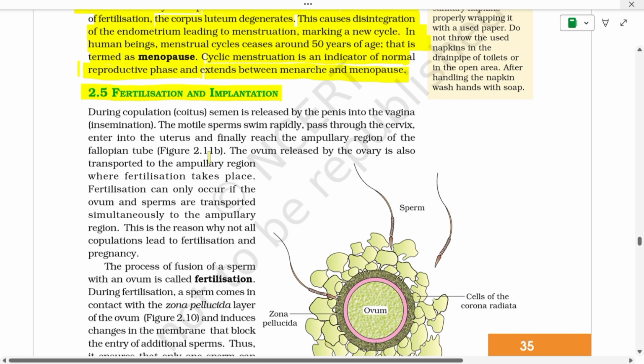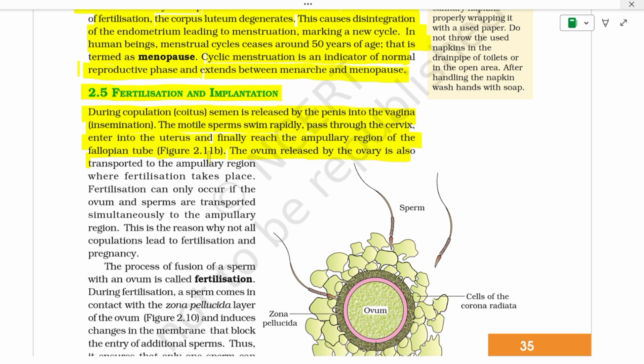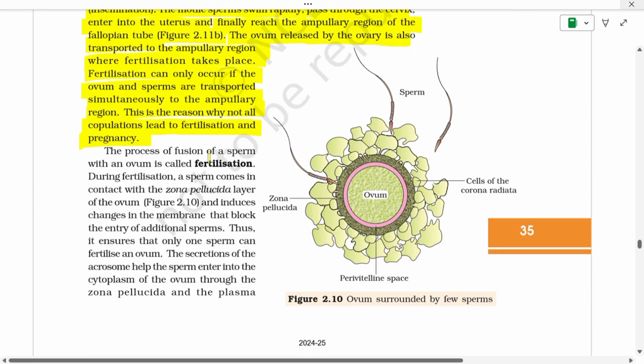2.5. Fertilization and implantation. During copulation (coitus), semen is released by the penis into the vagina. This is insemination. The motile sperm swim rapidly, pass through the cervix, enter into the uterus, and finally reach the ampullary region of the fallopian tube. Figure 2.11b. The ovum released by the ovary is also transported to the ampullary region where fertilization takes place. Fertilization can only occur if the ovum and sperm are transported simultaneously to the ampullary region. This is the reason why not all copulations lead to fertilization and pregnancy.